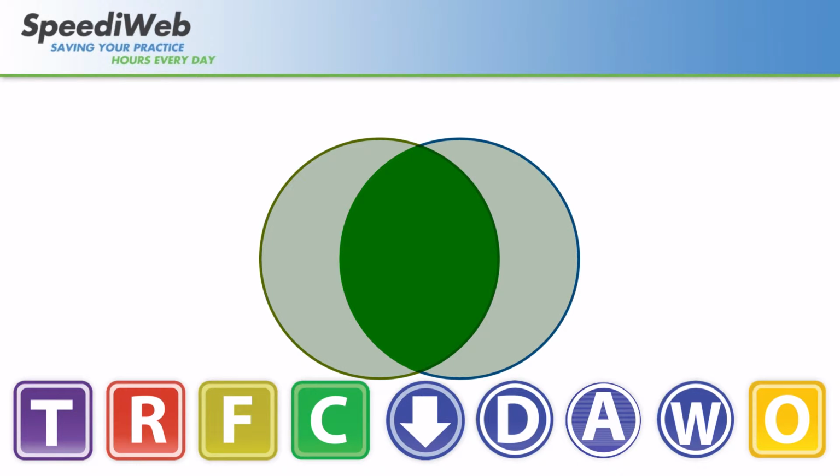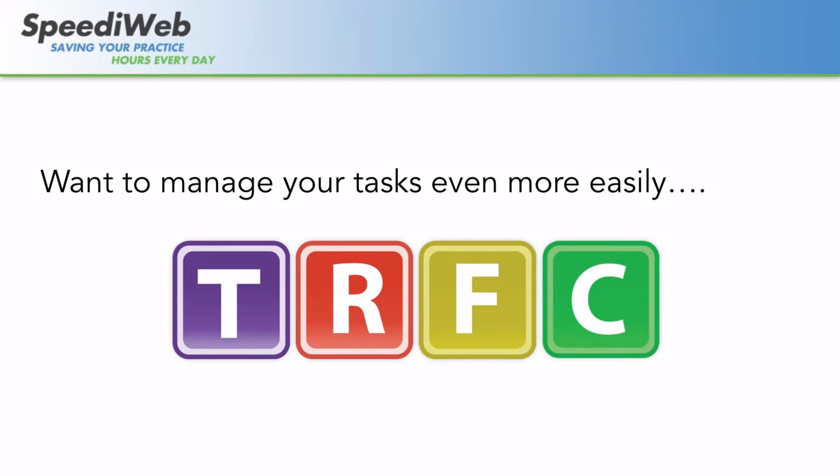So, first of all, let's have a look at this overlap, where EMISWeb and SpeediWeb, the user IDs, come together to enhance how you can manage your daily life. Along the bottom there in this slide, there's a number of icons, and these are the icons that appear in your SpeediWeb toolbar. Let's look at those, shall we? First of all, do you want to manage your tasks even more easily? Well, now you can with SpeediWeb.